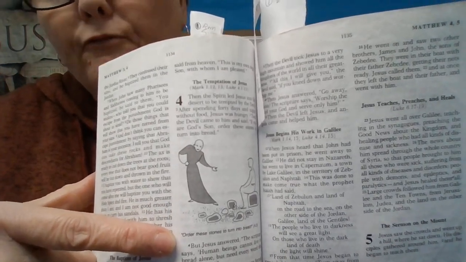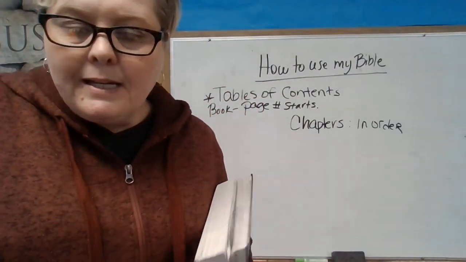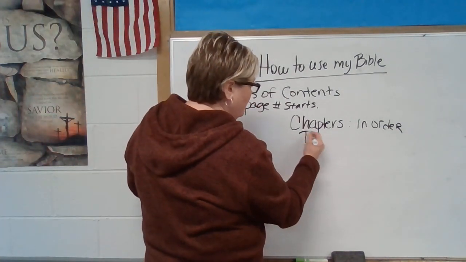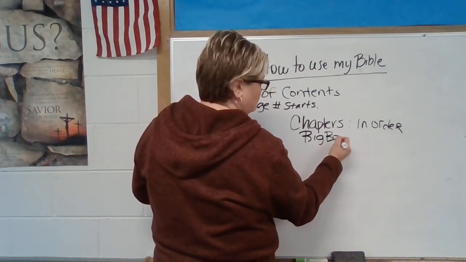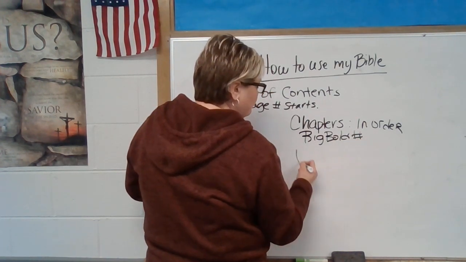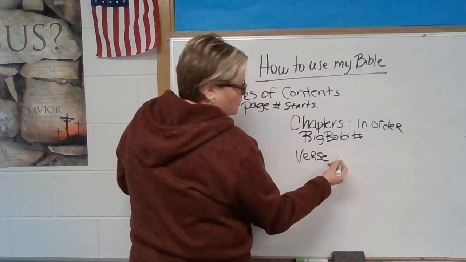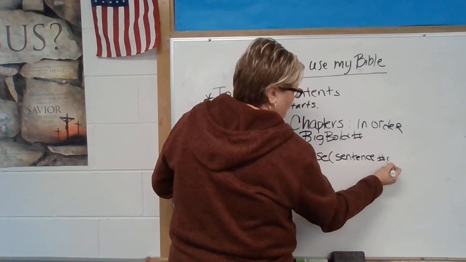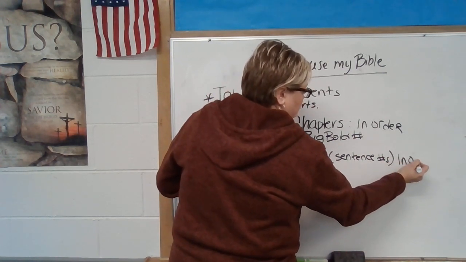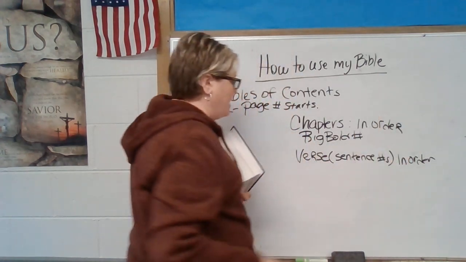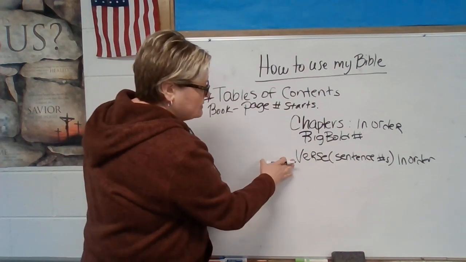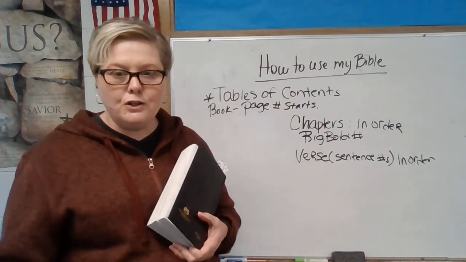Now, these are going to be your verse numbers. They're basically just sentence numbers. And these are put in so it is easier for you to find what you're looking for, okay? So you have your chapters, which are big, bold numbers. And then you have verse numbers, which are basically sentence numbers. And they come in order as well. 1, 2, 3, 4, 5, 6, 7, 8, 9, 10. However many verses are in that chapter, okay? And so this is how you look to find your content in your Bible.